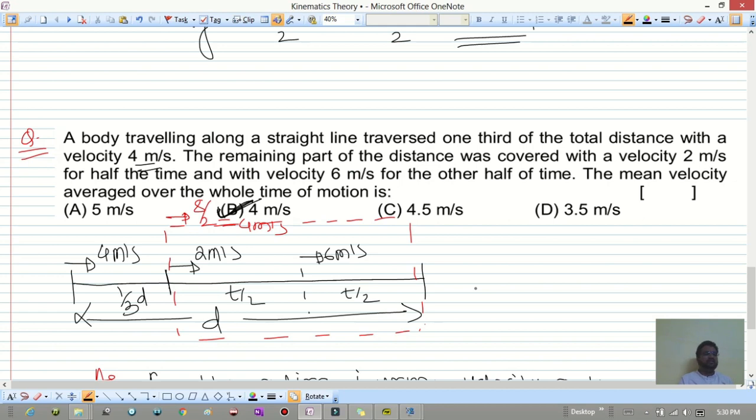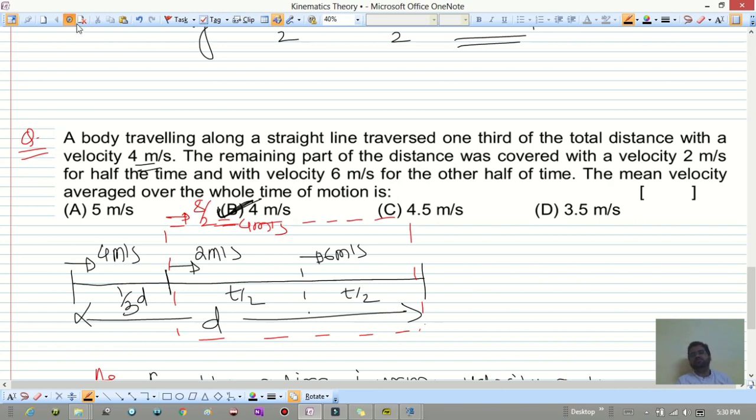Right, so whenever they ask you to find out the average speed or average velocity, what you have to do is just draw the diagram, total distance by total time. If they give equal distance, 2v1v2 by v1 plus v2. If they give equal time, v1 plus v2 divided by 2. So I hope this is clear.